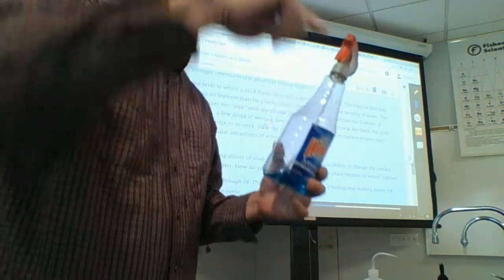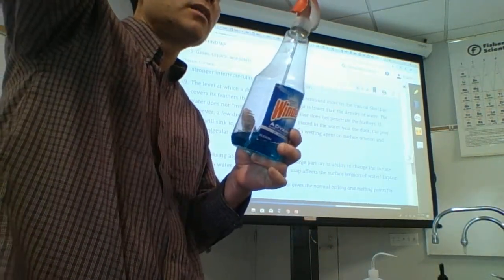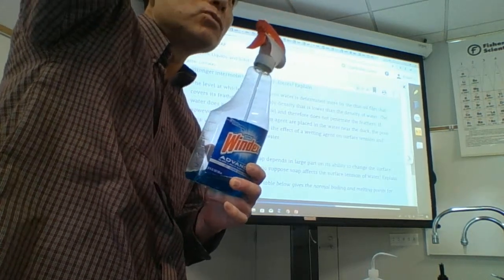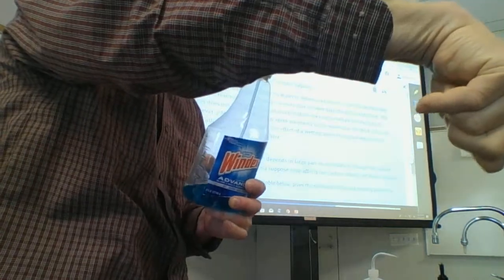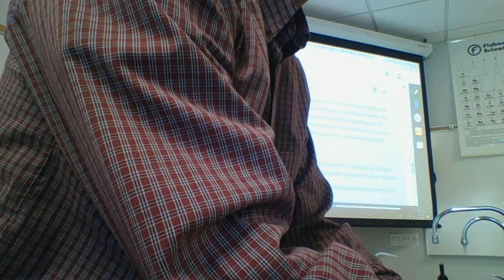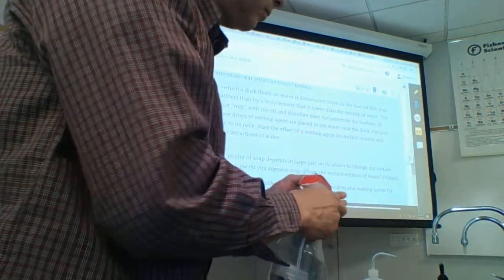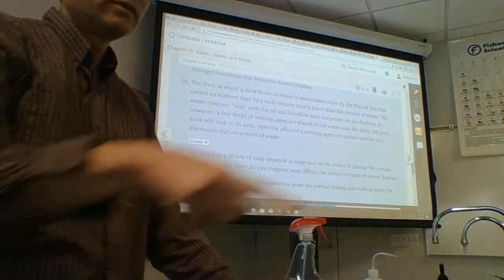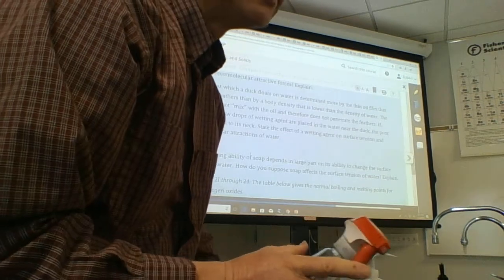So what I'm going to do is put a drop of Windex on the inside wall of the beaker and let that Windex dribble down and hit the surface of the water. Watch what happens to the paper clip. This is a magic trick, by the way. Watch what happens to the paper clip when the Windex hits the water. Maybe I'll time it just right. There. Okay, the Windex has hit the water. Let's watch the paper clip.